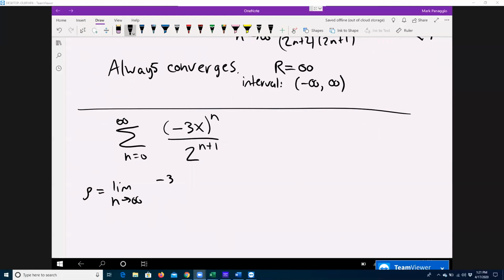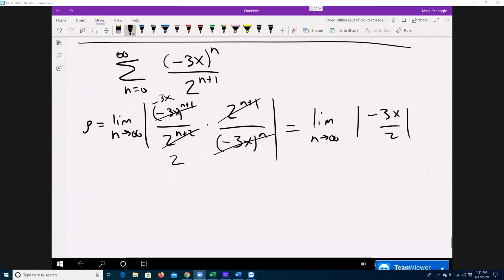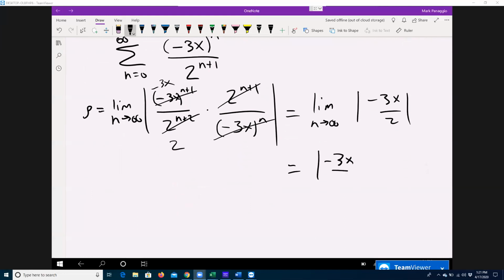So we'll have negative 3x to the n plus 1 over 2 to the n plus 1 plus 1. Okay, so simplification here. It looks like we have one extra factor of 2 in the denominator, and one extra factor of negative 3x in the numerator. And so we'll have the limit as n goes to infinity of negative 3x over 2. Well, that doesn't have any n's left over, so the limit is just negative 3x over 2.